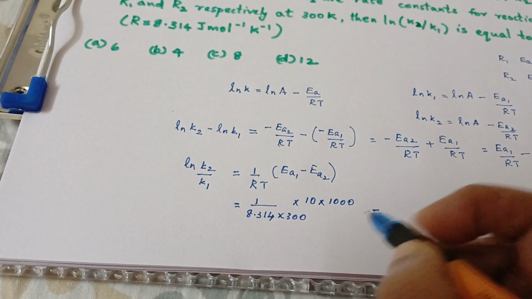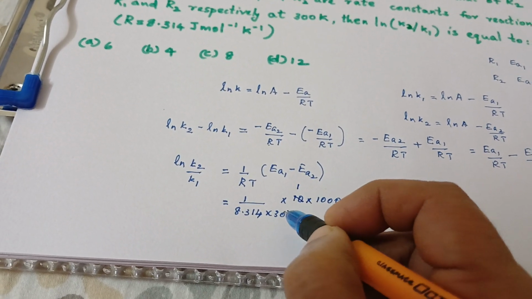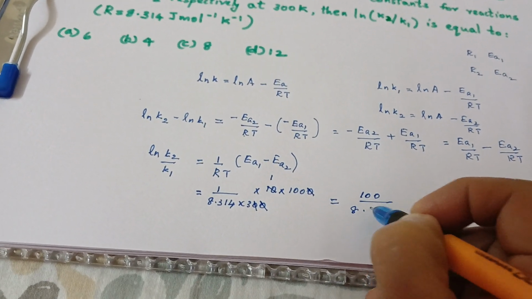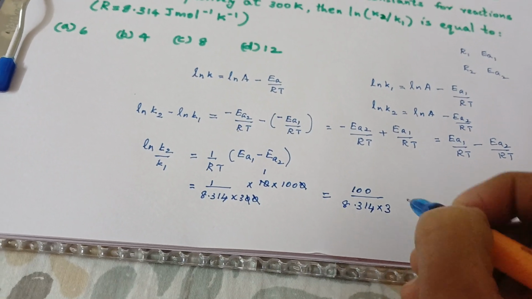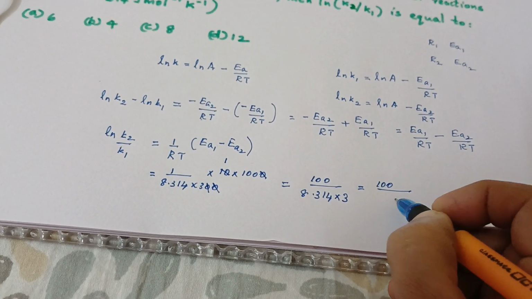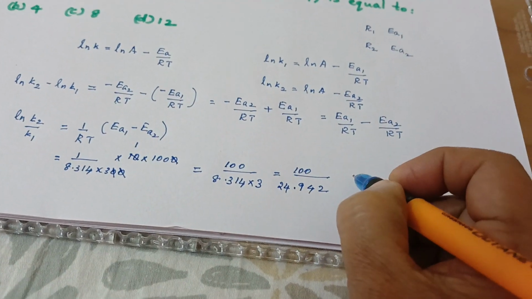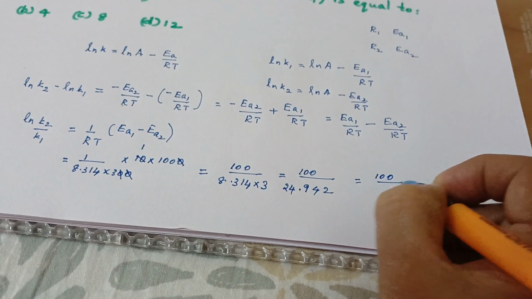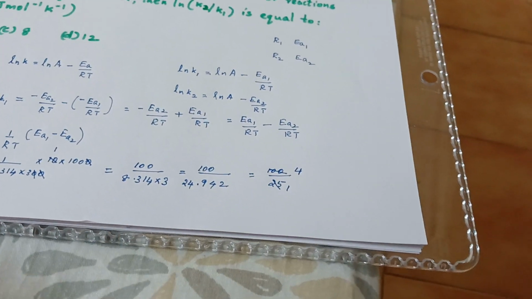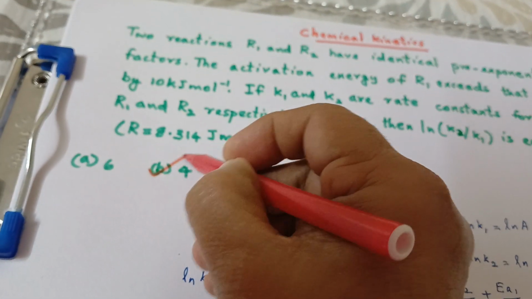Okay, now let us do the calculation. So 10000 divided by 8.314 into 300, we will get this as 24.9. Let us take it as 25. So it will be 4. The answer is option B, 4.